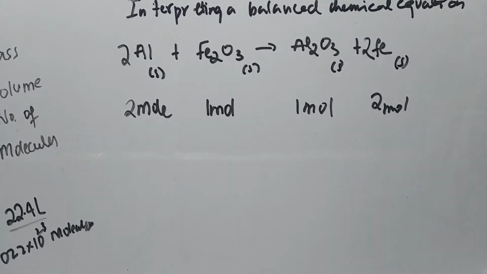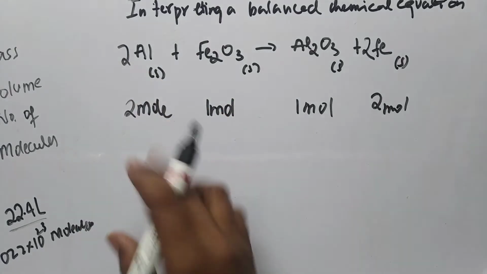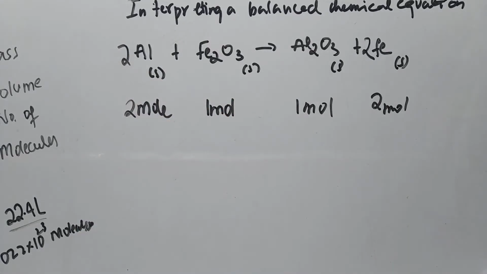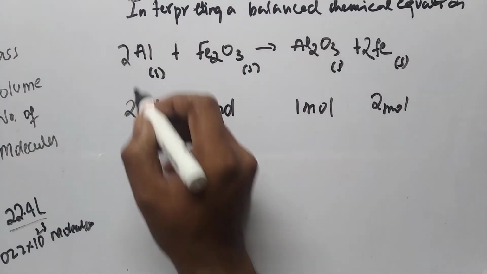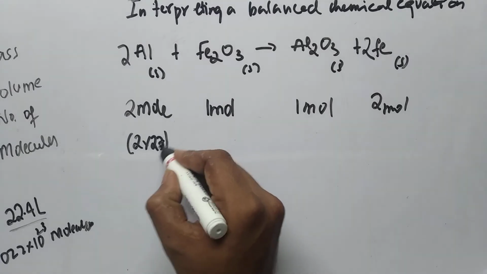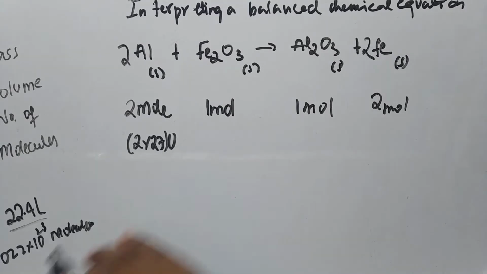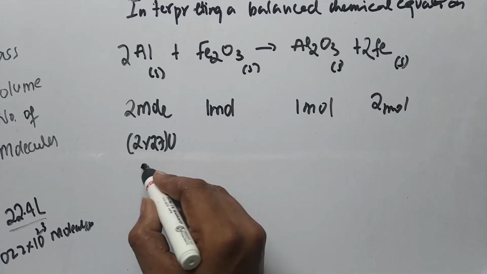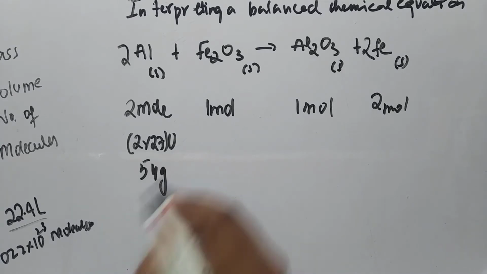Now let me calculate their weights. If you want to calculate their weight, we need to know the atomic mass. What is the atomic mass of aluminium? It is 27. You can find it in the periodic table. So 2 into 27. You can express it in units, or you can also express it in grams. So you'll get the weight as 54 grams.